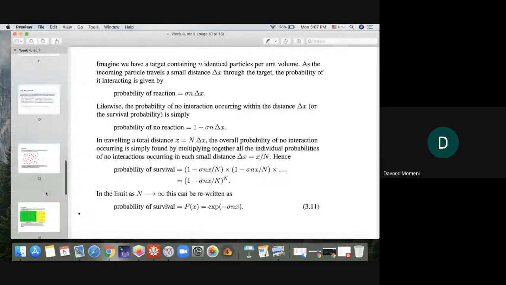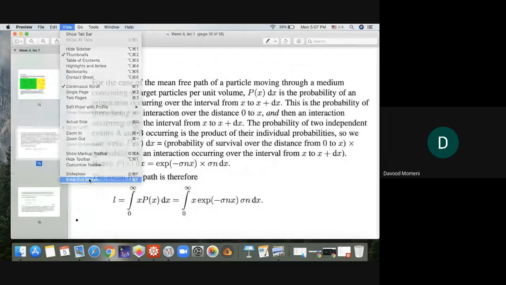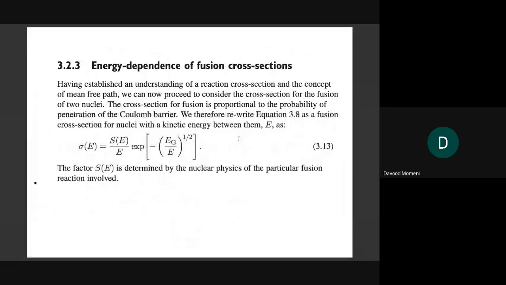All right, two remaining slides. I want to share these two slides, and then we will close today's lecture. So, fusion cross sections: we talked about them, but we never said what sigma is. Sigma is called the reaction cross section. The reaction cross section is related to the energy. If the particles are more energetic, you expect the probability of the reaction to increase.